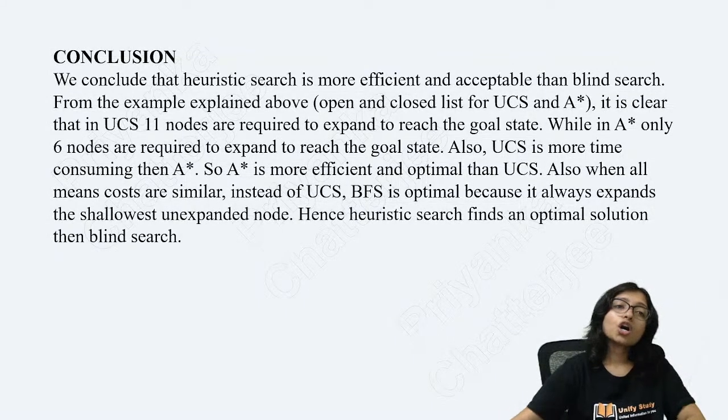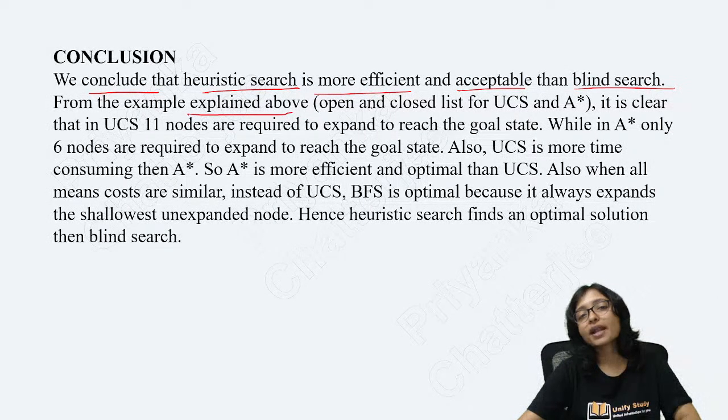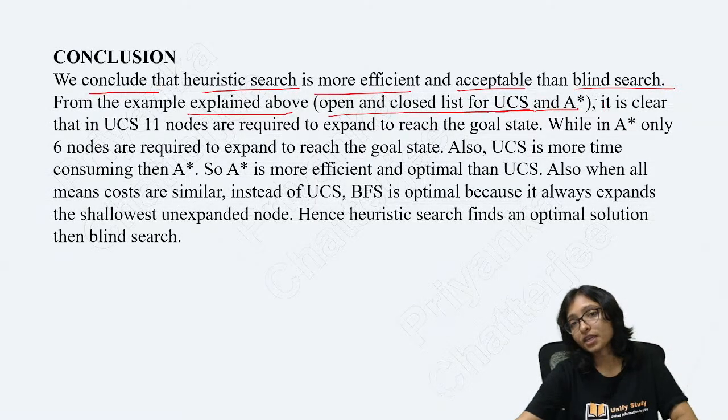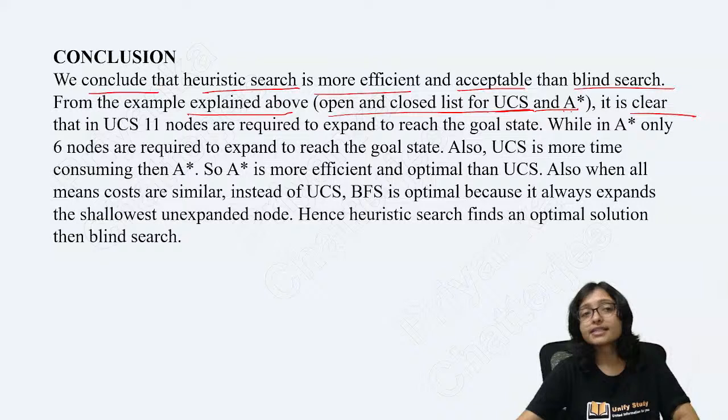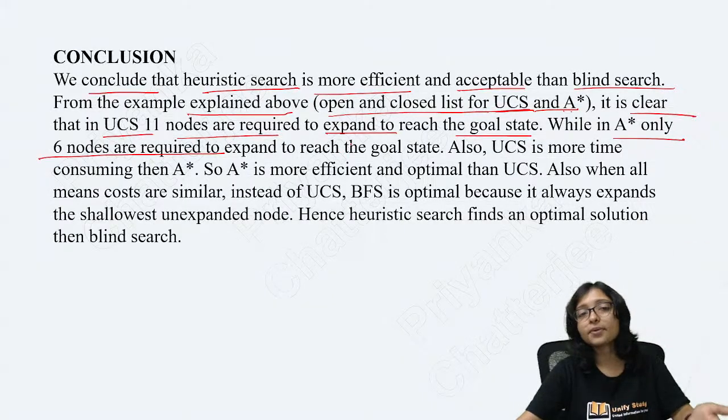So what can we conclude? We can conclude that heuristic search is more efficient and acceptable than blind search. For example, consider the expanded open and close lists in uniform search and A star. It is clear that in uniform search 11 nodes are required to expand to reach the goal state, while in A star only 6 nodes are required to expand. You can go back to the example and try how it is expanded.